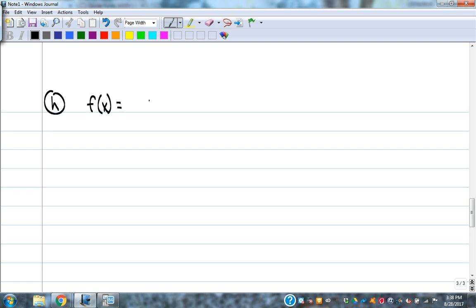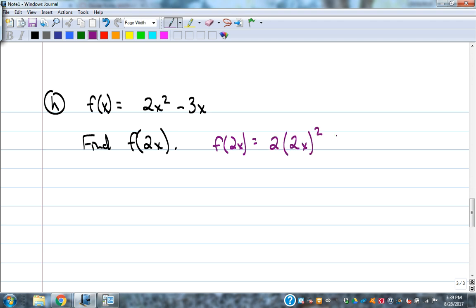Here's our function, 2x squared minus 3x. Let's find f of 2x. Ooh, that's a fun one. So definitely brushing up some algebra skills as we go here. So what are we plugging in the place of x? 2x. Okay, so f of 2x means everywhere there's an x in this original problem up here, we're going to put 2x. 2 parentheses 2x squared, minus 3 parentheses 2x.